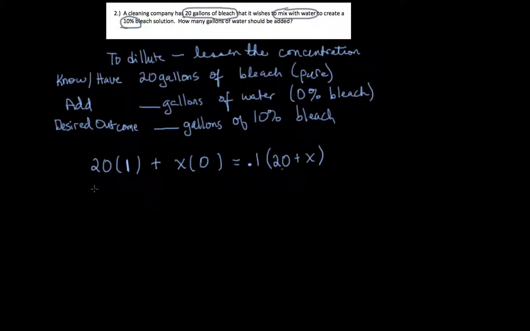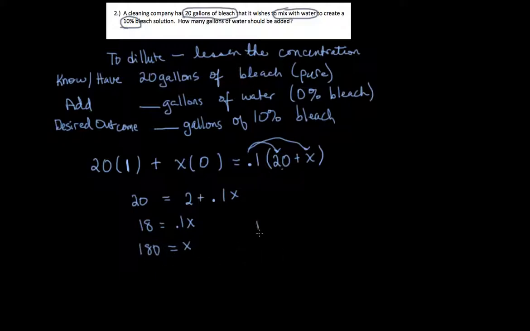Okay, and then we're going to solve our equation here. So we have 20 times 1, or 20. This would become 0, is equal to, we're distributing on the right, so we would have 2 plus 0.1x. Then we subtract 2 from both sides, so we'll get 18 is equal to 0.1x. I left out my x up here, my apologies. And then finally, we'll divide both sides by 0.1, and we'll get 18 over 0.1, which is 180.